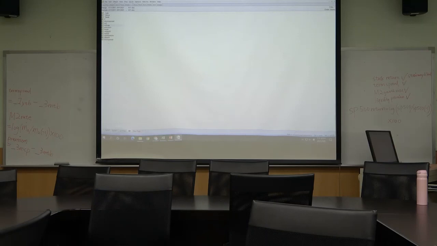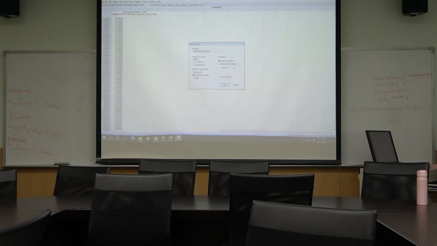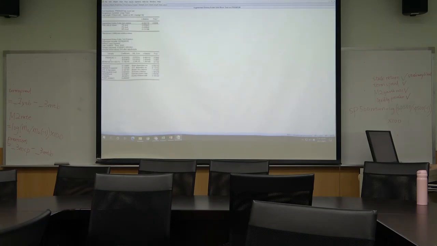Then let's see the last term, liquidity premium. View, unit test. Test for level, trend and intercept are included. Schwarz information criterion, maximum lag 18. And the test statistic is minus 8.98. It is significant, so it passes the unit test. So it is stationary in level.